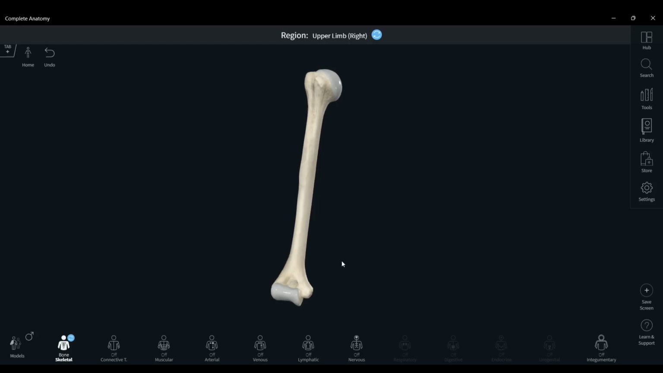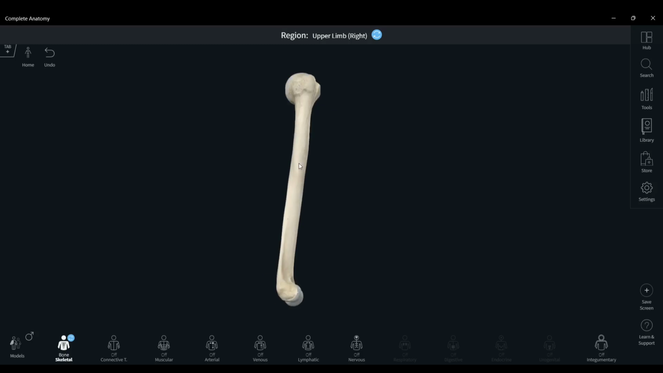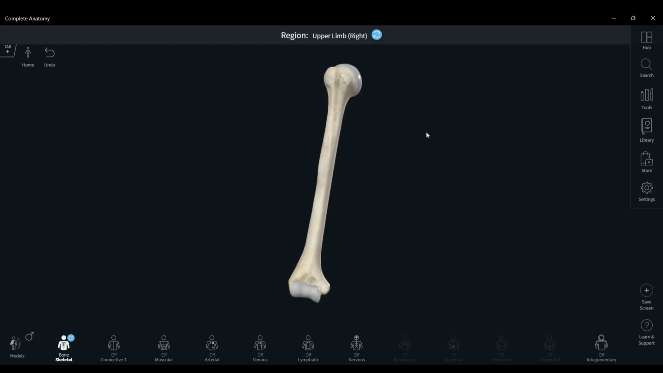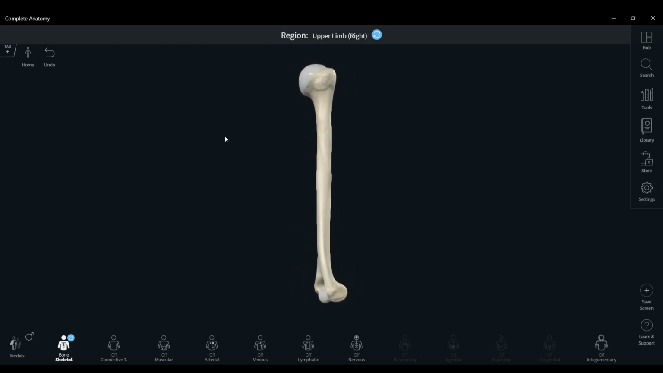On the shaft, the two crests, the deltoid tuberosity, and posteriorly the radial groove are the most important landmarks. The condylus with its two parts, the capitulum and the trochlea, together with the epicondyles and the three fossae, define the topography of the elbow. This gives the complete picture of the humerus structures on the model.